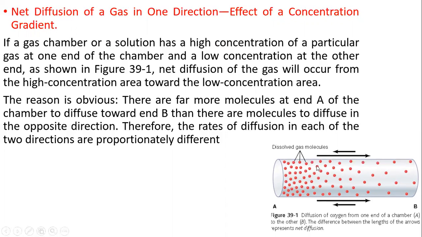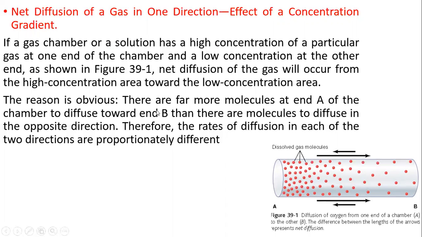هنا هاي منطقة بها high concentration of oxygen, هنا بها low concentration. طبعا الديفيوجن راح يكون بالاتجاهين، لكن محصلة الديفيوجن هي راح تكون من الهاي concentration area إلى low concentration area.